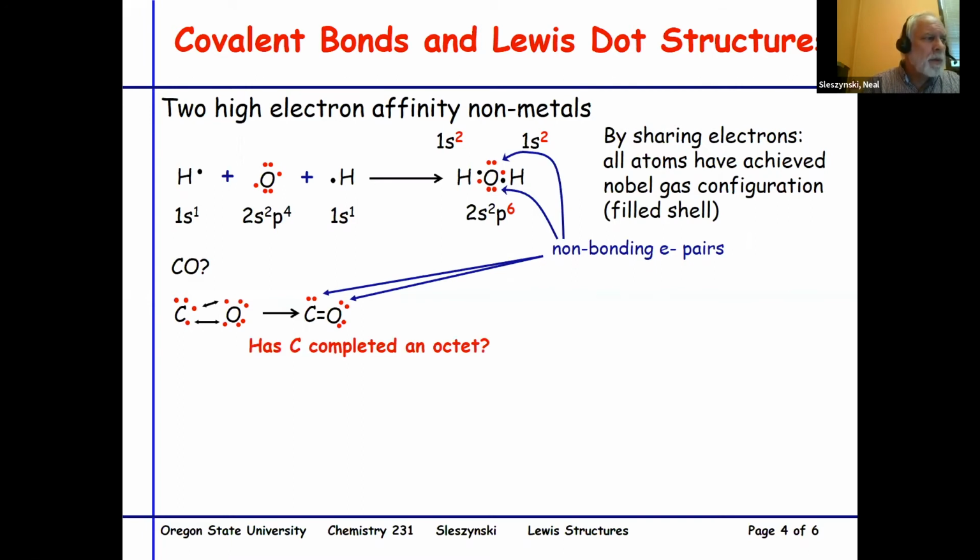Has carbon completed an octet? No, it has not. It is showing a configuration of 2s2, 2p4. It is 6 electrons. It is 2 electrons short of completing its octet. And as a result of that, carbon monoxide is a very reactive compound.